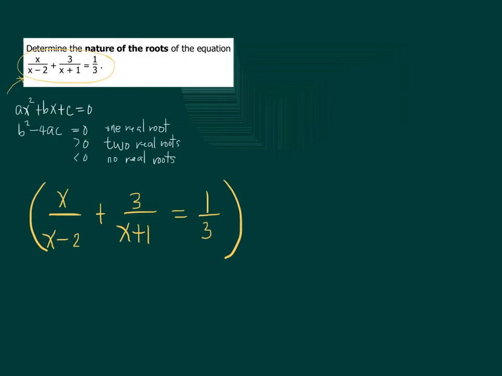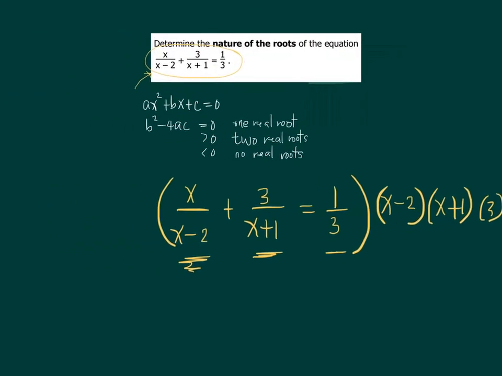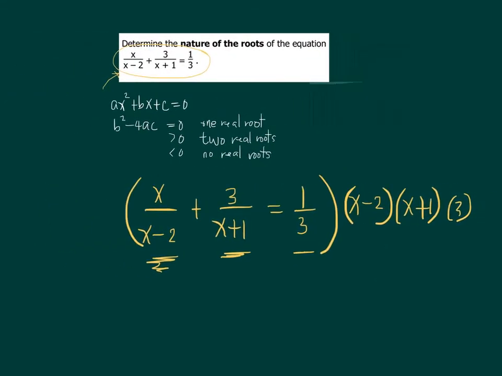of the three. So I have x minus 2, that's for the first fraction. I have x plus 1, that is for the second fraction. And I have 3 for the third fraction. So this will be multiplied in both sides. So we write x minus 2, x plus 1, and 3. Okay, so this is what will happen.